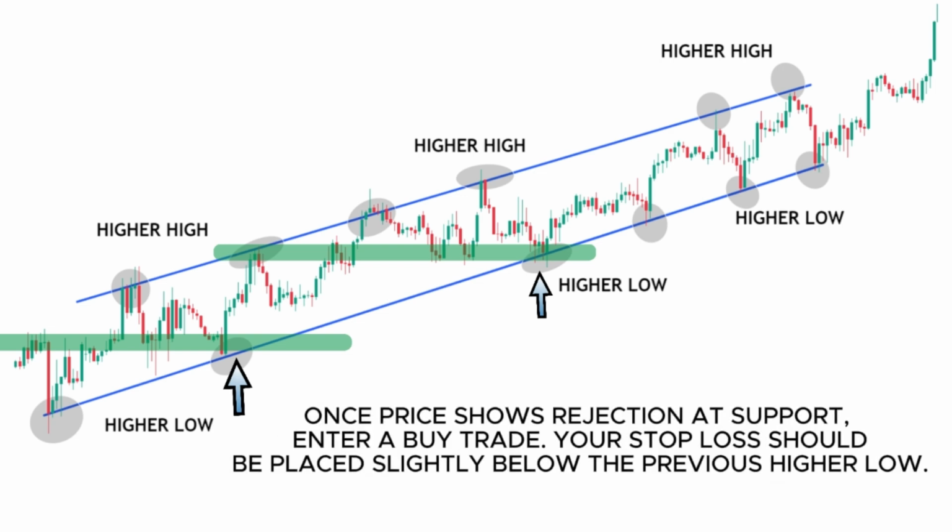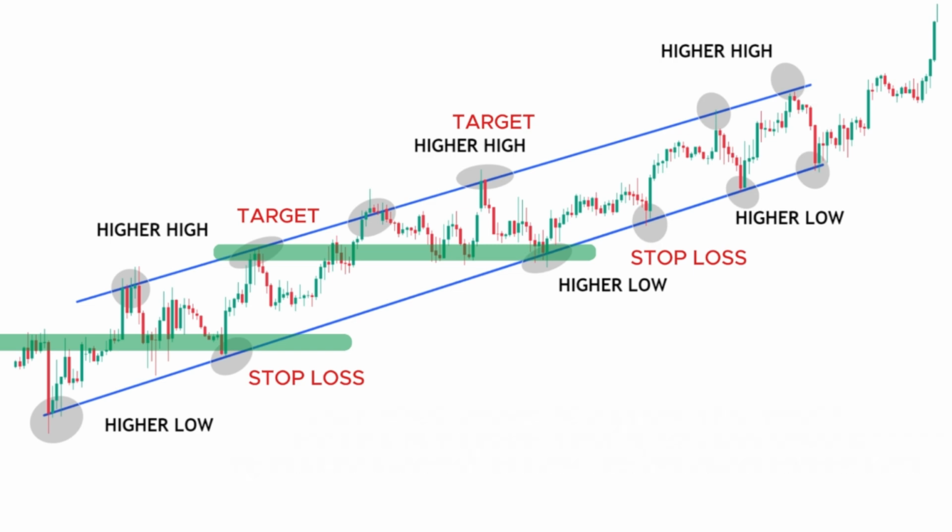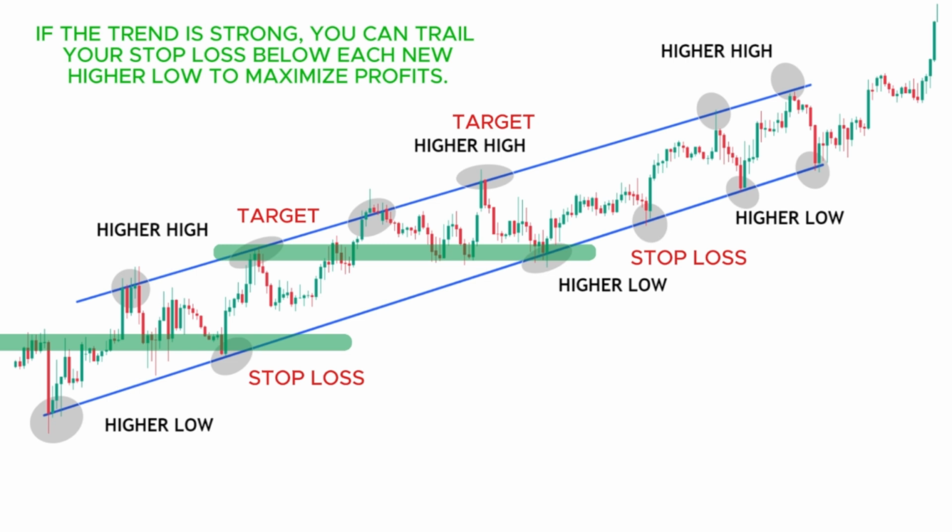Enter a long trade. Once price shows rejection at support, enter a buy trade. Your stop loss should be placed slightly below the previous higher low. Target the next higher high. Set a take profit at the next expected higher high, previous resistance level. If the trend is strong, you can trail your stop loss below each new higher low to maximize profits.